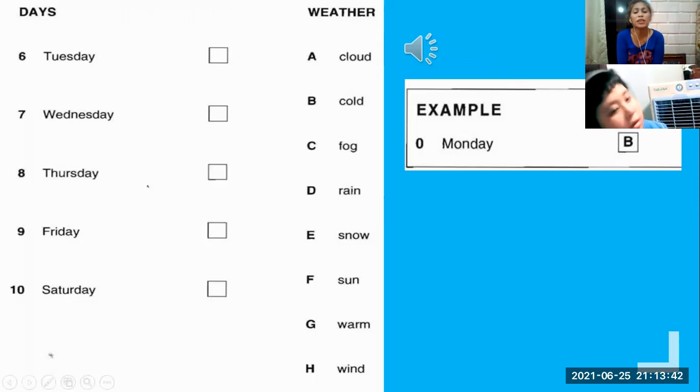And now let us check questions 6 to 10. Here we have the different weather, and on the left we have the days: Tuesday, Wednesday, Thursday, Friday, Saturday. So let us match what weather it is on Tuesday. It's windy. Okay, it's letter H.